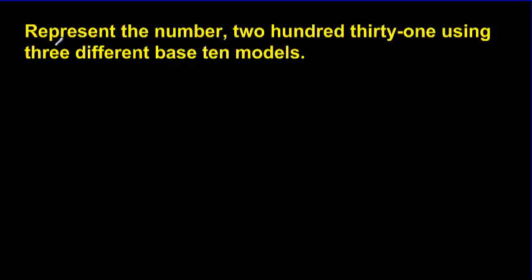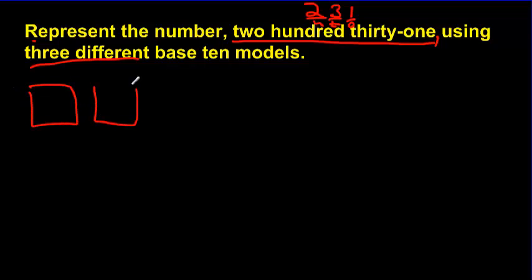Alright, we're back. So reading the question, it says represent the number 231. We'll put our HTO over here, using 3 different base 10 models. So you should have done your original diagram. That's just going to be 2 hundreds. Tens, we have 3 tens. So we have 1, 2, 3, and 1, 1. Okay, that's one way. If you did this, give yourself a mark.